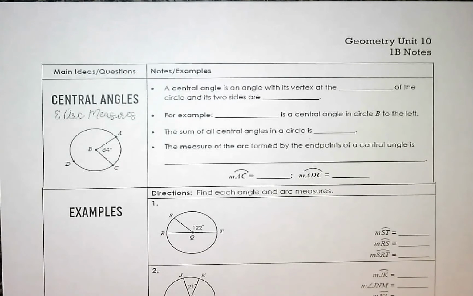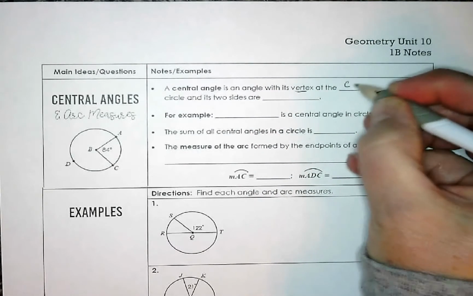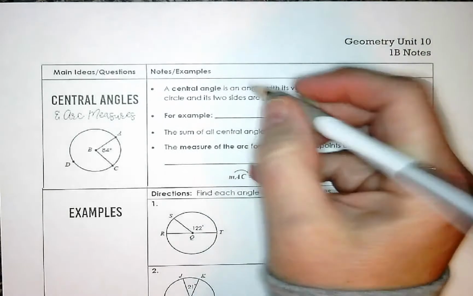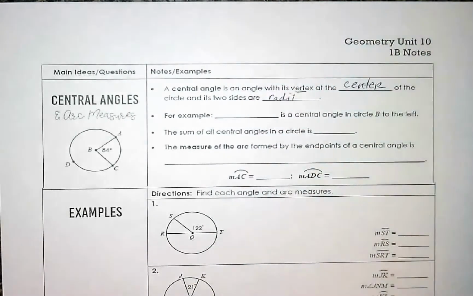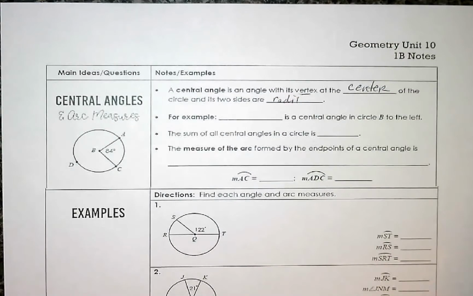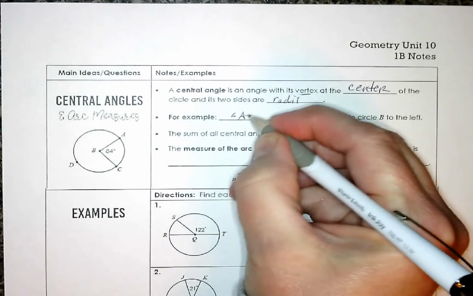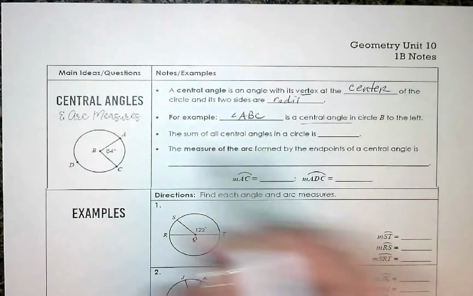So the first sentence: a central angle is an angle with a vertex. Remember, the vertex is the point of the angle at the center of the circle, and its two sides are radii. Now, radii is the plural for radius. Okay, so the example is angle ABC is a central angle.